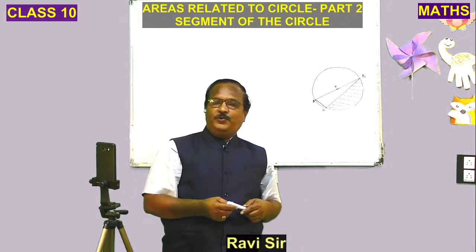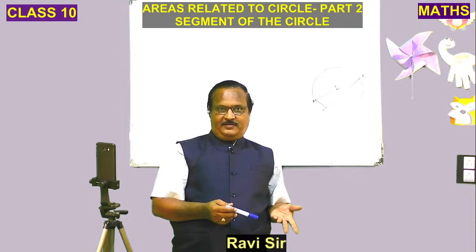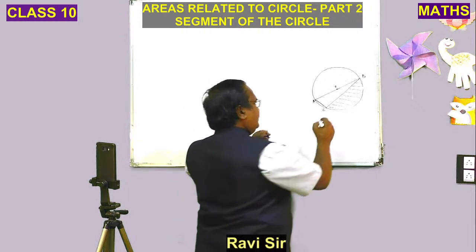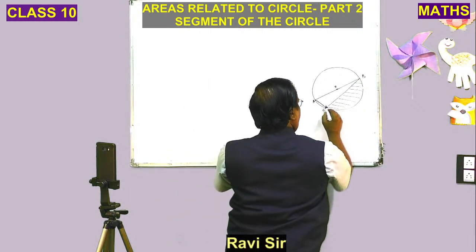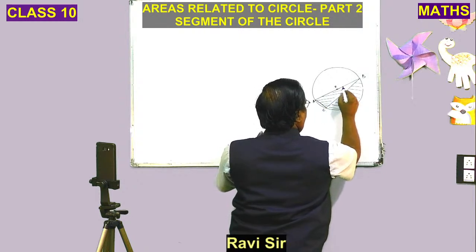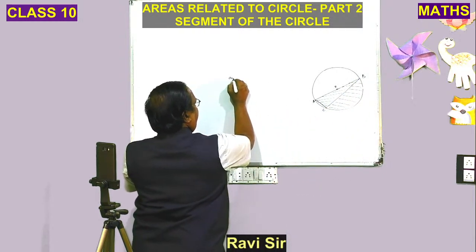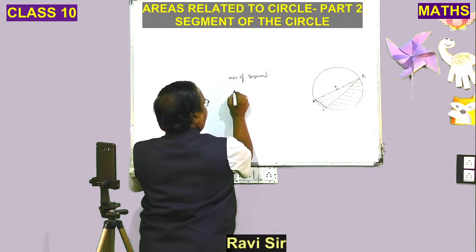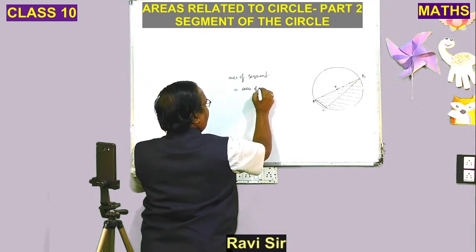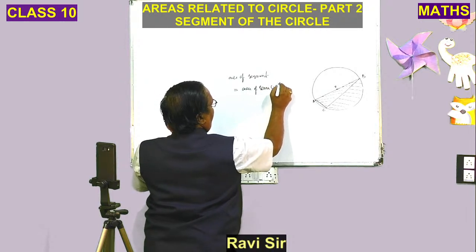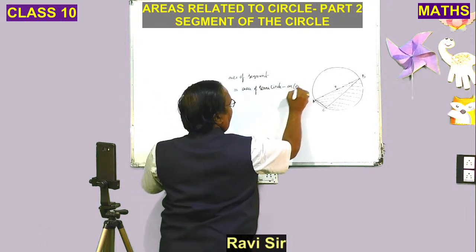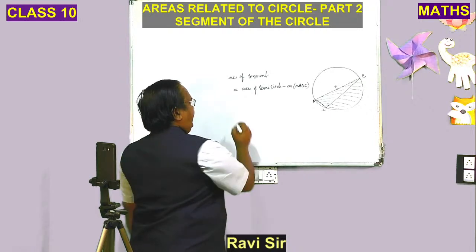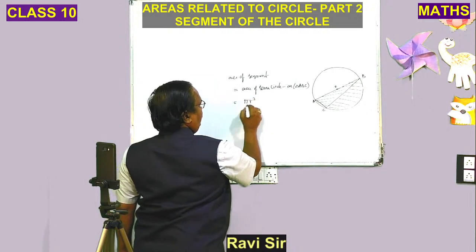Semicircle area you know, half pi r square. Semicircle area minus this triangle. So area of the segment is equal to area of the semicircle minus area of triangle ABC. Area of the semicircle is pi r square by 2.